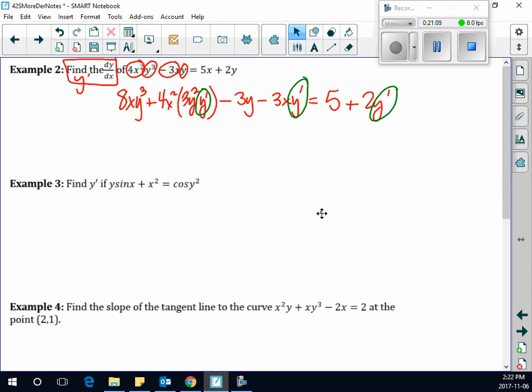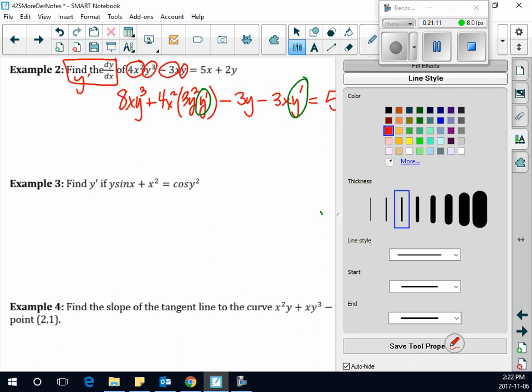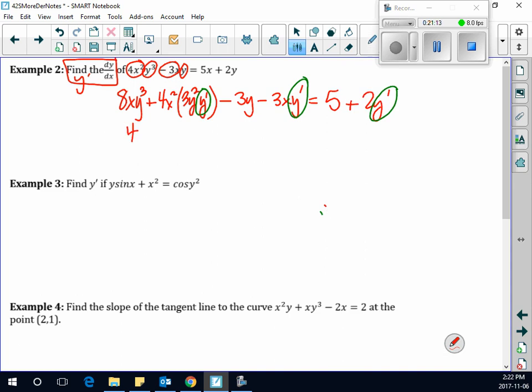So I'm going to write this 4x, actually I'm going to multiply the 4 times 3. Does everybody agree I can do that? Okay, so 12x squared y prime minus 3xy prime minus 2y prime equals. Does everybody see what I did? I moved all the y primes over to the left side. And if it was there, I just left it there. Now I'm going to move the other stuff over.